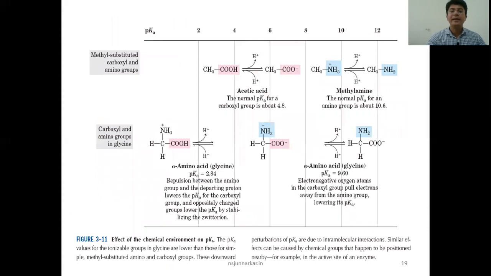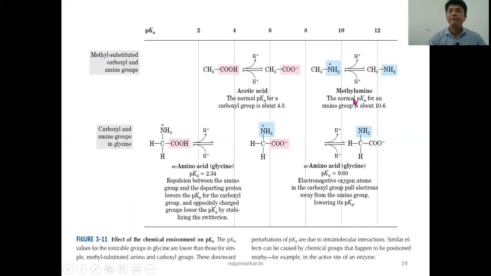If we talk about the pKa value of the carboxyl group in acetic acid, it is 4.8, whereas in glycine that pKa value is 2.34. It is due to the environment present in the glycine molecule, which is contributed by the other atoms. Here the repulsion between the amino group and the departing proton lowers the pKa for the carboxyl group, and oppositely charged groups lower the pKa by stabilizing the zwitterion.